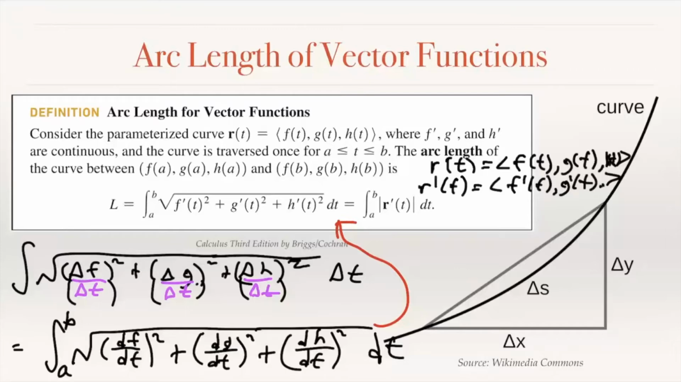Then this whole guy, the square root of the sum of the squares of the components, is by definition the magnitude of r prime of t. Okay, but what is that? That's speed, as we learned in 14.2. So another way of thinking about arc length is that it is the integral of speed, not of velocity, of speed.